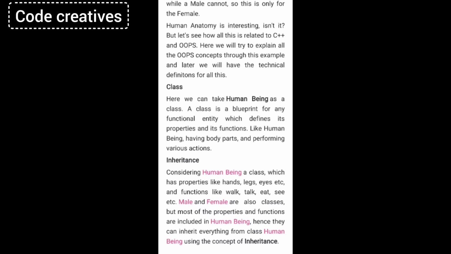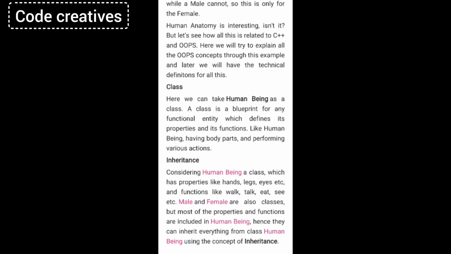Now let's see how all this is related to C++ and OOPS, which we are studying today. Here we will try to explain all the OOPS concepts through this example, and later we will look at the technical definitions for all of this. So first of all, let's see what a class is. Here we can take human being as an example. A class is the blueprint for any functional entity which defines its properties and its functions. Like human beings having body parts, and they perform various actions which are associated with the class. So all these together are known as a class.